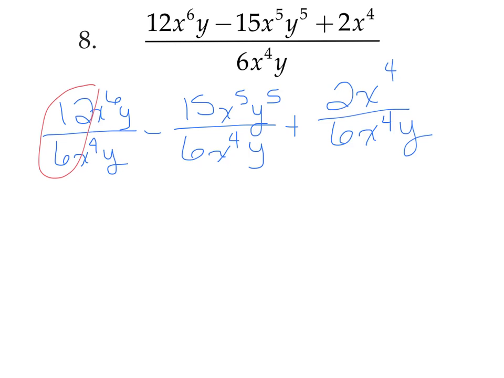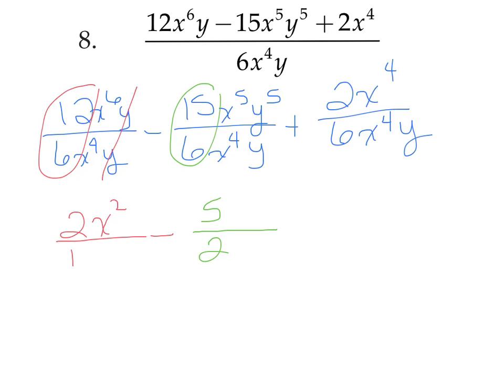All right, 12 over 6 reduces to make 2 over 1. Reduce the variables, the x's, by subtracting, and you have x squared in the numerator. The y's cancel each other because it's 1 on the top and 1 on the bottom. All right, what do we have here? 15 over 6 reduces to make, they're both divisible by 3, so 5 over 2. Reduce the x's, you have 1 left in the numerator. Reduce the y's, you have 4 left because this one has an invisible 1 on it, also in the numerator.